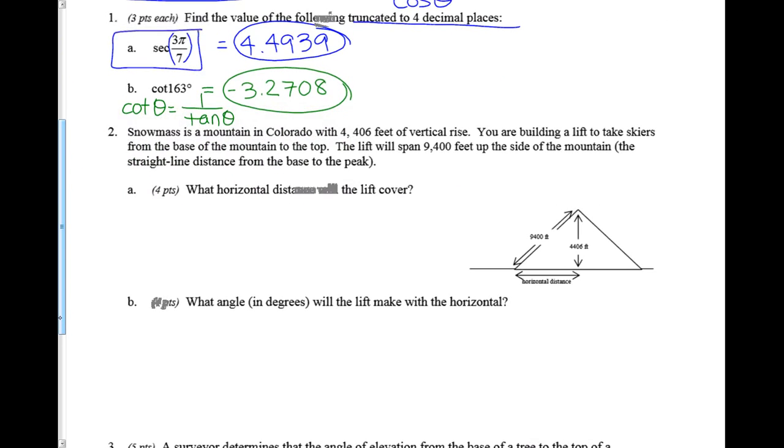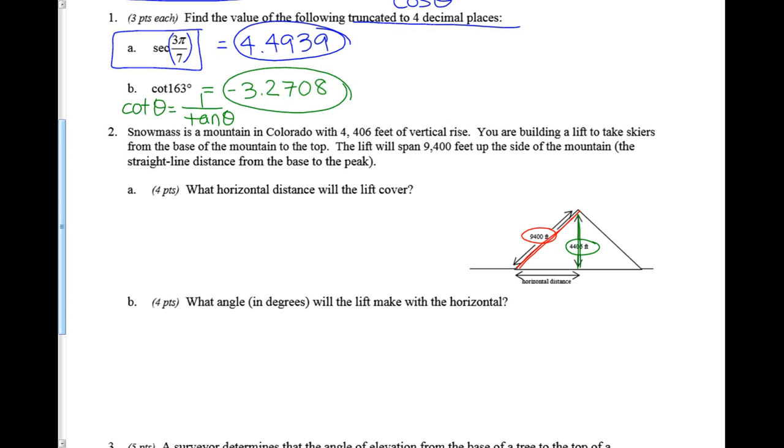All right, let's go down to question number 2 here. It says Snowmass is a mountain in Colorado, great mountain to ski, with 4,406 feet of vertical rise. That means you go up 4,406 feet. You're building a lift, a ski lift, to take the skiers from the base of the mountain to the top. So here's your ski lift that you're going to travel along the side of the mountain. The lift will span 9,400 feet up the side of the mountain. This is the straight line distance from the base to the peak.